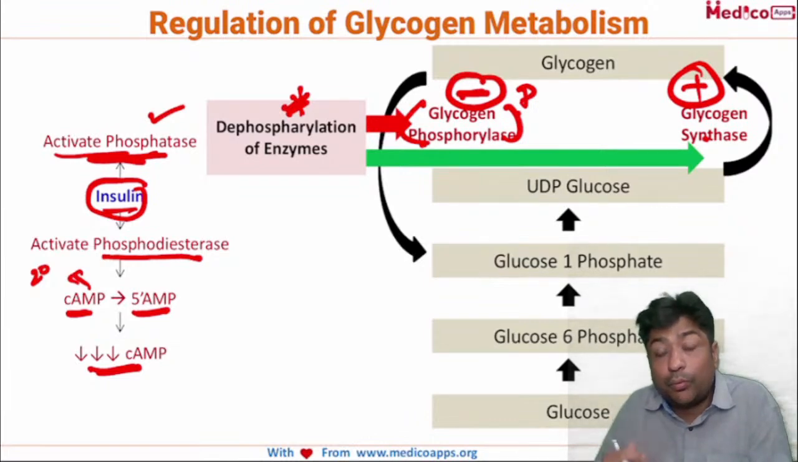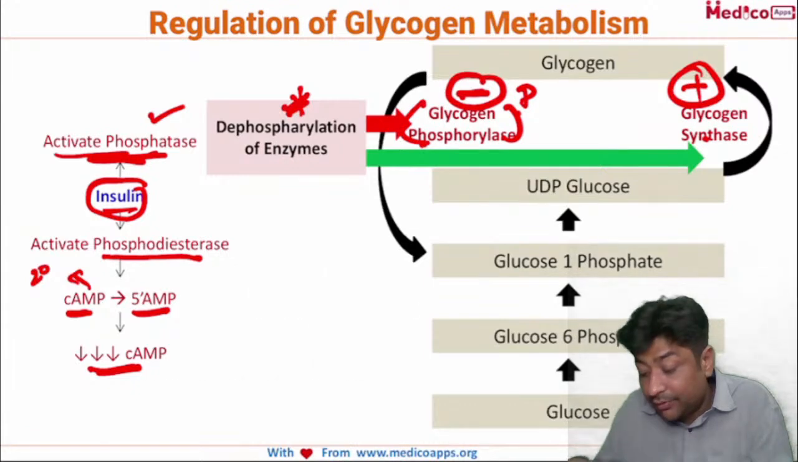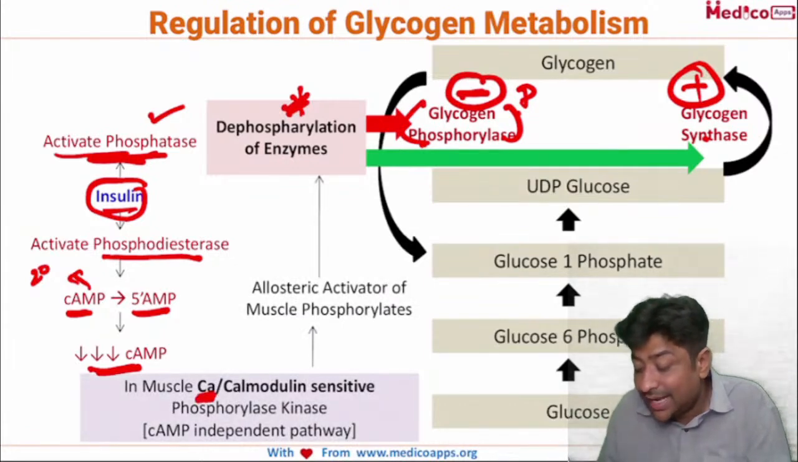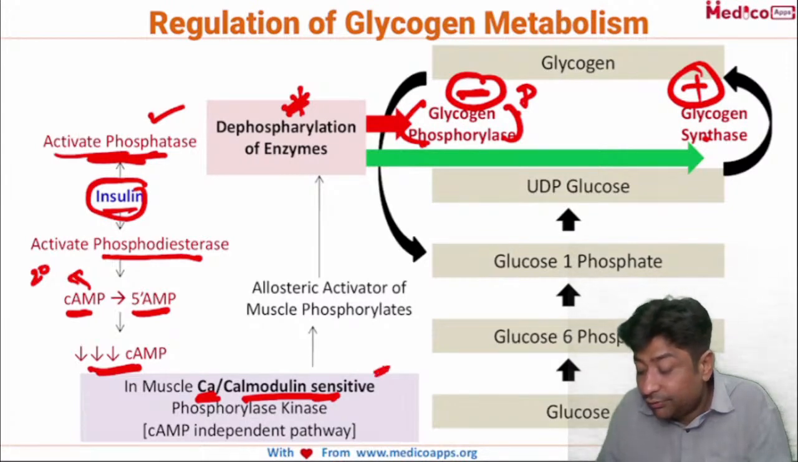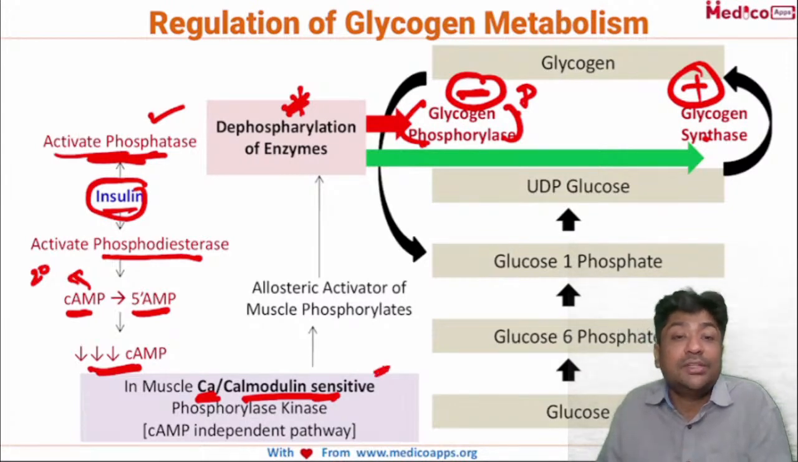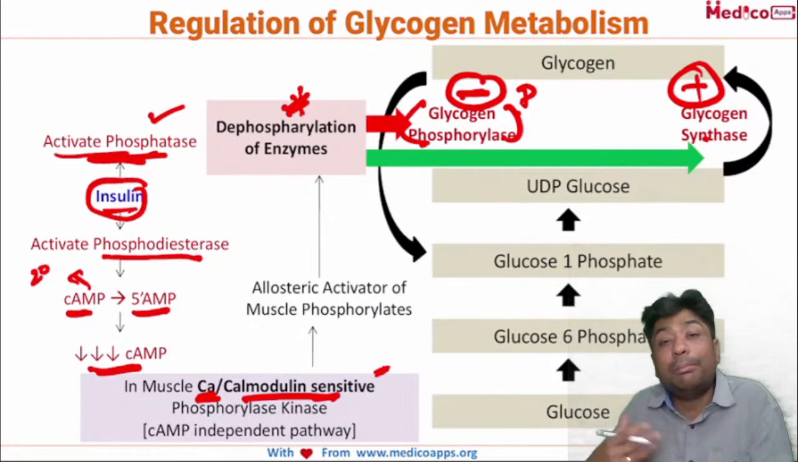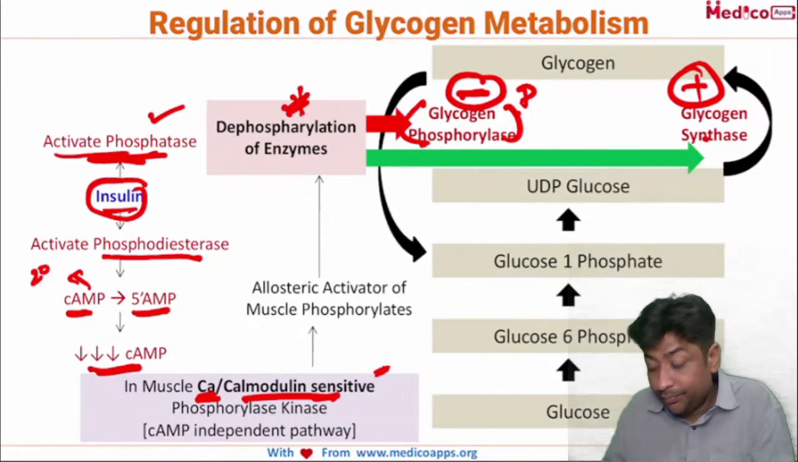Muscle wants to break down glycogen, not dependent on the fed and fasting state. So there is a cyclic AMP independent pathway present in the muscle, called the calcium calmodulin sensitive pathway. Whenever the calcium concentration in the muscle is increased, there is a calmodulin sensitive phosphorylase, and it will simply activate the muscle phosphorylases. Again, it will lead to the breakdown of glycogen. Remember, it is independent of the cyclic AMP pathway.